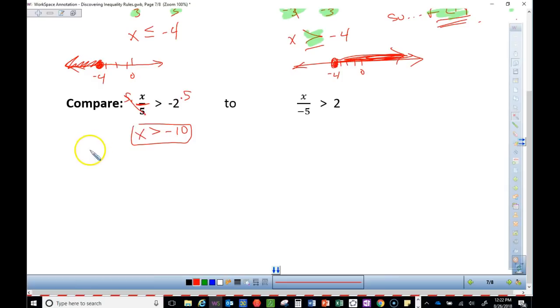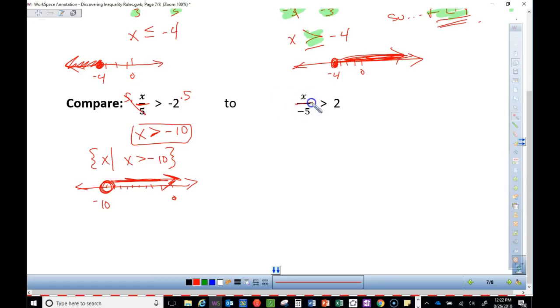By the way, solution set will look a little different since it's more than one thing. It'll be the set of all the x's where x is greater than negative 10. Instead of just a 10, it's the set of all x's where x is greater than negative 10. And on a graph, negative 10 is not included because it's greater than, not equal to, just greater than, so that'd be this way.